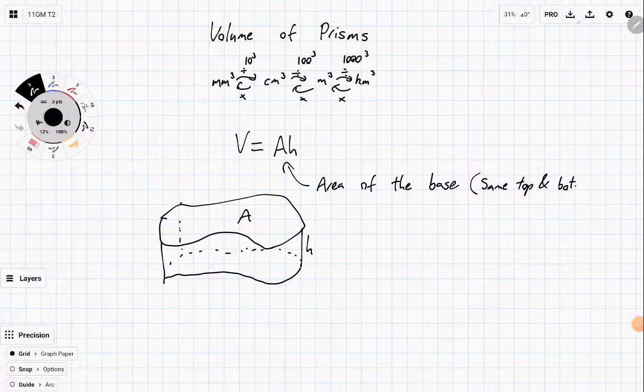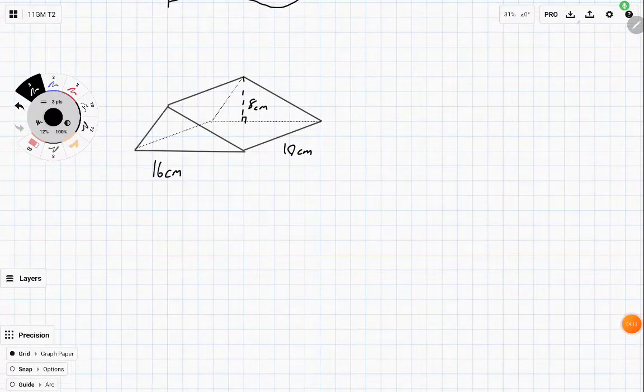Alrighty, so there's our rule. Let's have a look at a couple. So let's have a look at this first shape. This is a triangular-based prism. How do I know it's a triangular-based prism? Well, because the triangle is the thing that these two have in common.